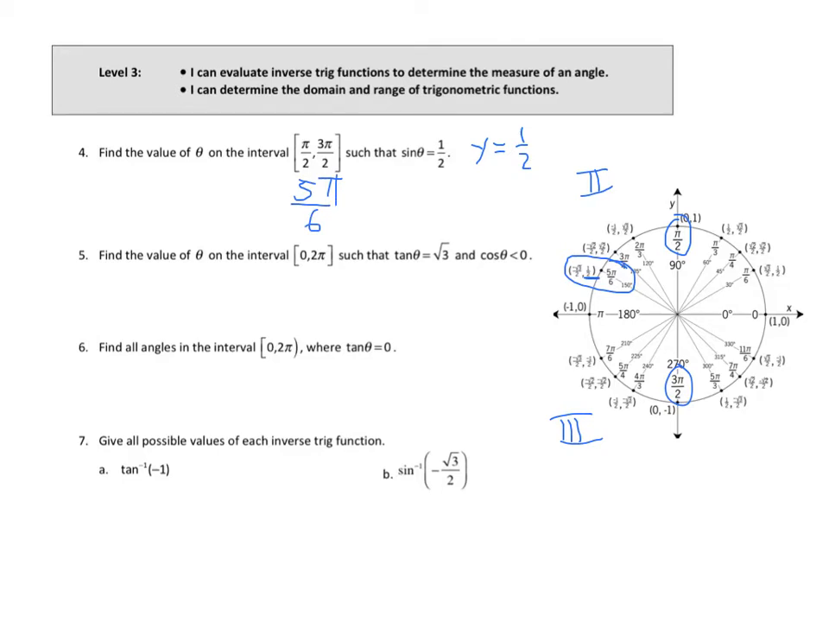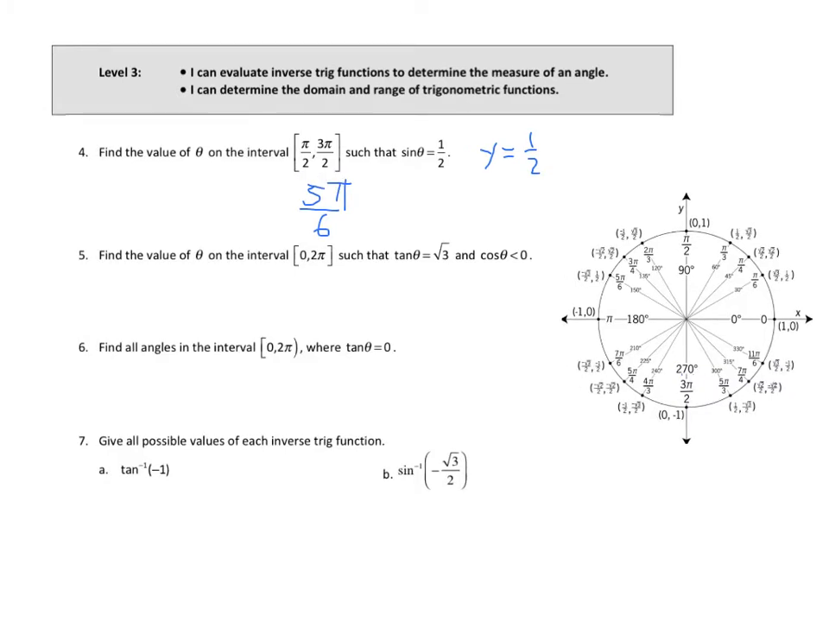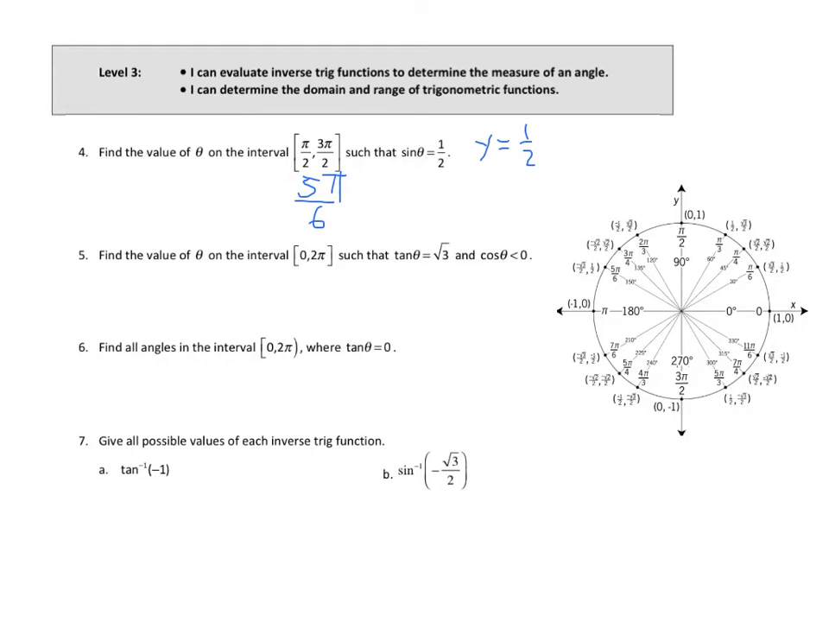In the next example, we're looking on the interval from 0 to 2 pi. So that's going to be the entire unit circle. And we want to find all values of theta such that tangent theta equals radical 3. We are also told that cosine theta is less than 0, so we have to have a negative x value. That means our x coordinate is going to be less than 0.